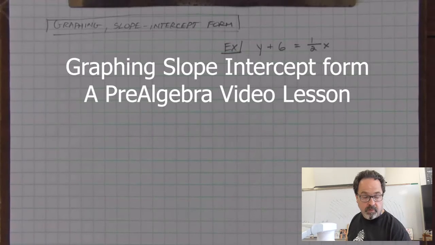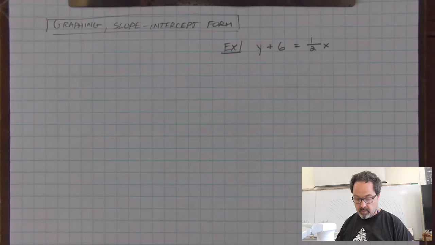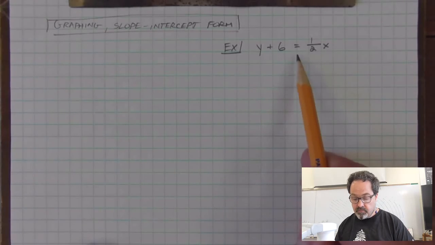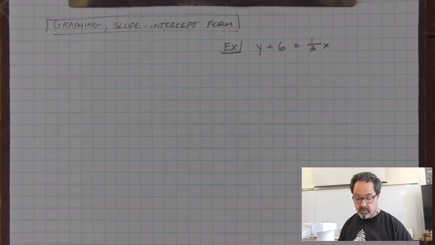Sauce here. This is a video lesson on graphing slope-intercept form. I have an example already here: y plus 6 is equal to 1/2 times x. This equation belongs to the family of linear equations. The graph of this equation is going to be a line.